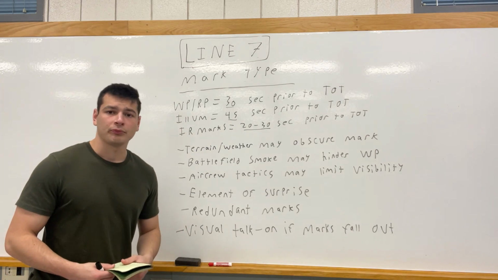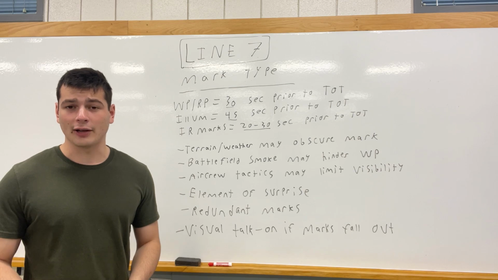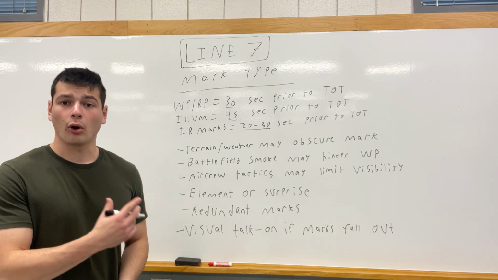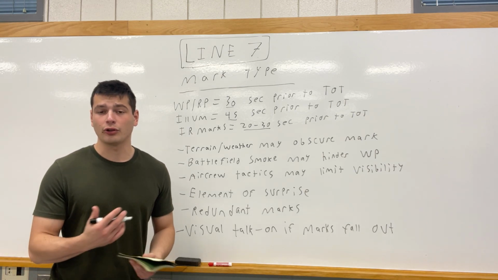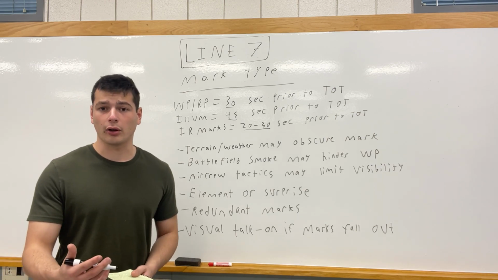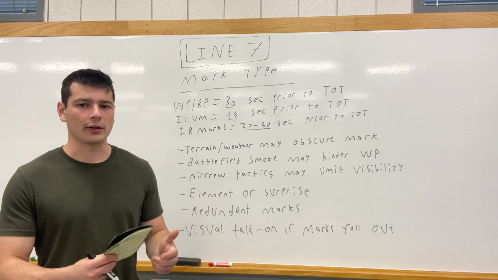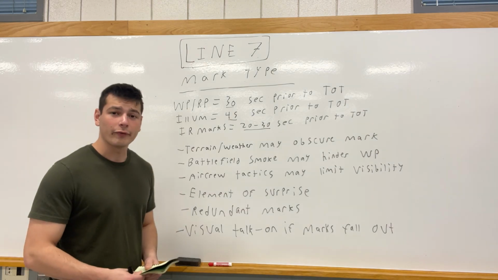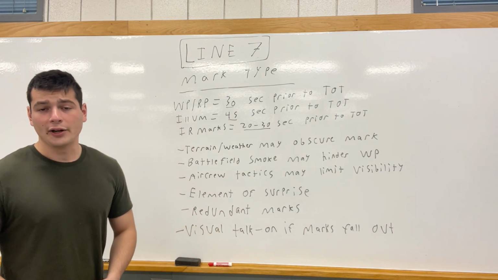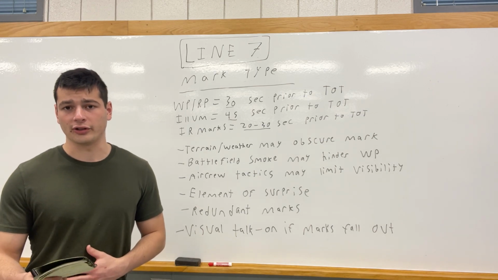Redundant marks. If your target has already been destroyed and the aircraft is coming through for a second pass on another target, don't mark the target that's already destroyed. It should go without saying, but that miscommunication between what's going on the ground and what the aircraft sees could be the difference between the target being destroyed and the target getting away. And finally, if your marks fail, it doesn't mean that you have to abandon the CAS mission. It just means that you have to use a visual talk-on instead.